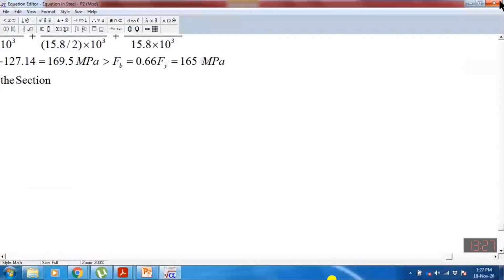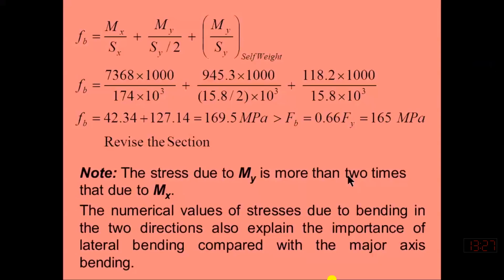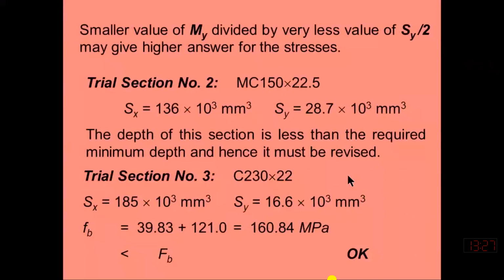So the applied stress is 169.5, which is more than the allowable bending stress. So we need to revise and see another option on the higher side. We will not select any heavy option, just an option which may be a little bit heavier than the previous option, but not on the higher side.